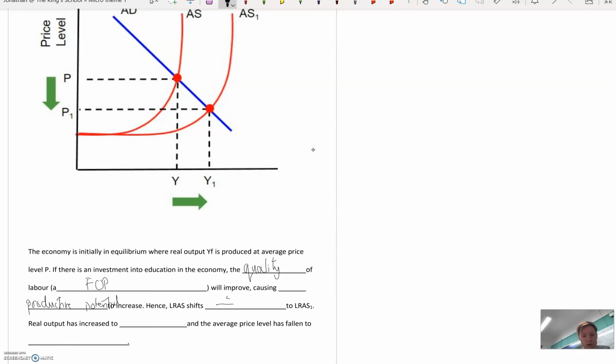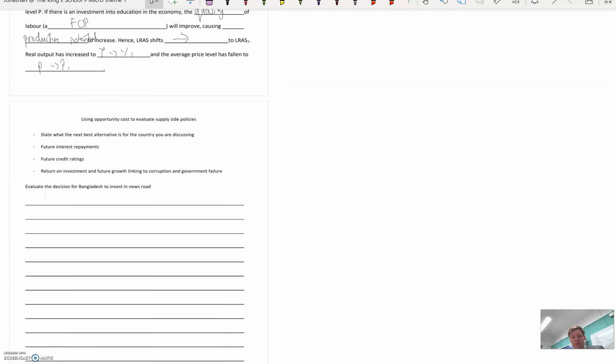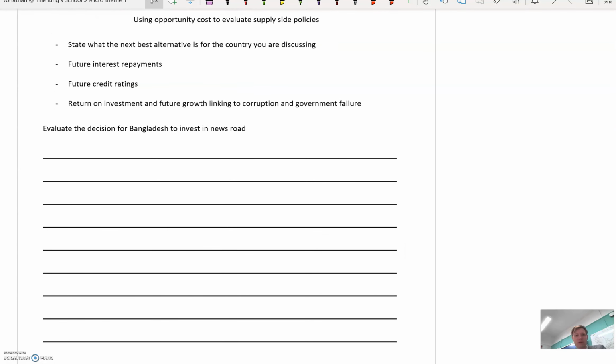LRAS shifts right to LRAS1, real output has risen from Y to Y1, and also the average price level from P to P1. Very standard, just basic, bog standard thing, but don't think that you have to spend all your time writing something more complicated.